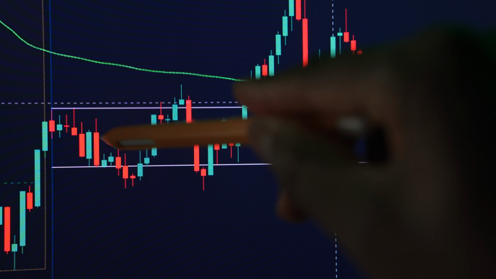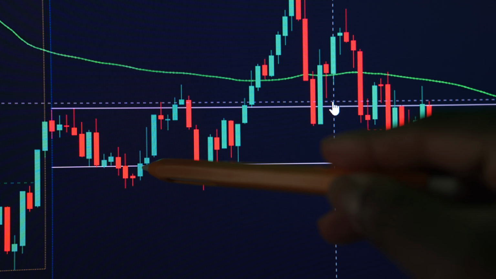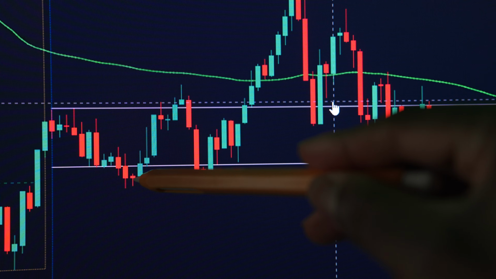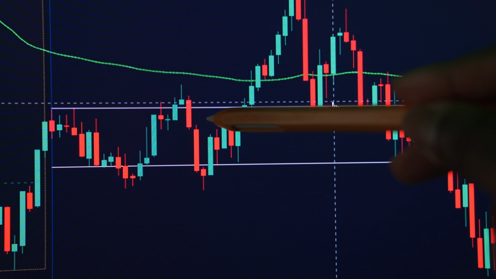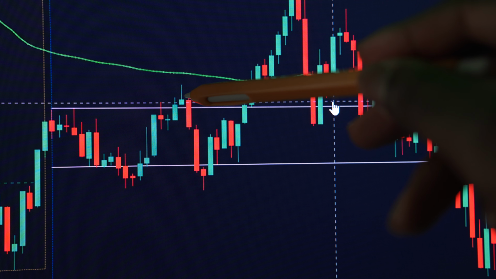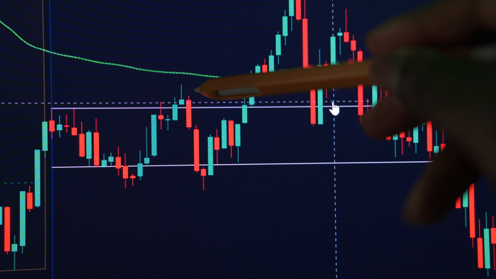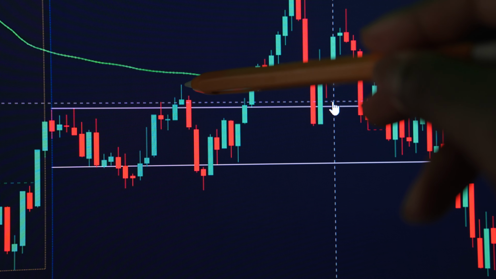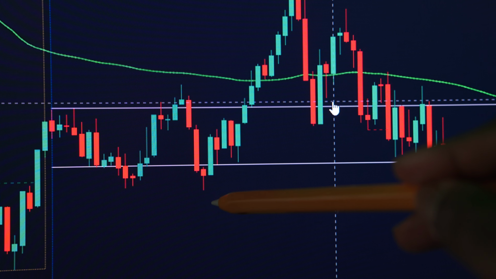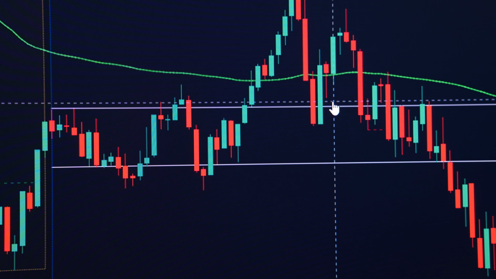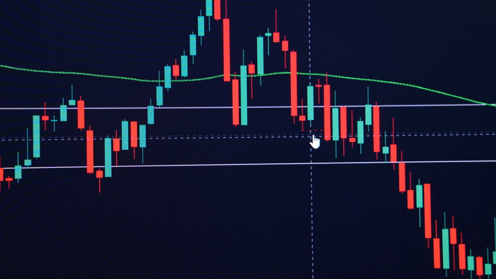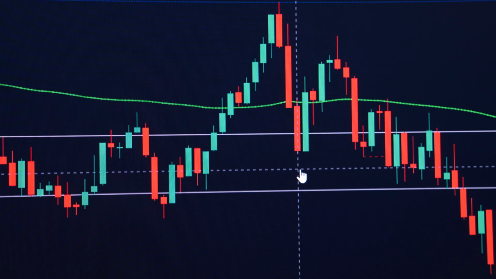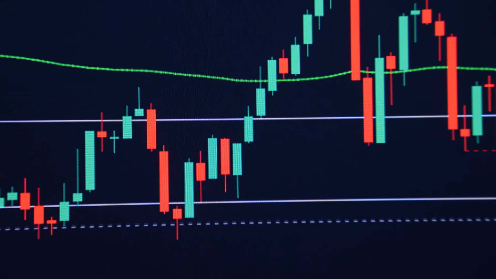If you'd have chased this one and got in a sell, you'd have been in a lot of drawdown. If you'd have chased this breakout right here, you would have been in drawdown because it pulled back. You want to wait for confirmation. And what I mean when I say confirmation, let me show you guys something.